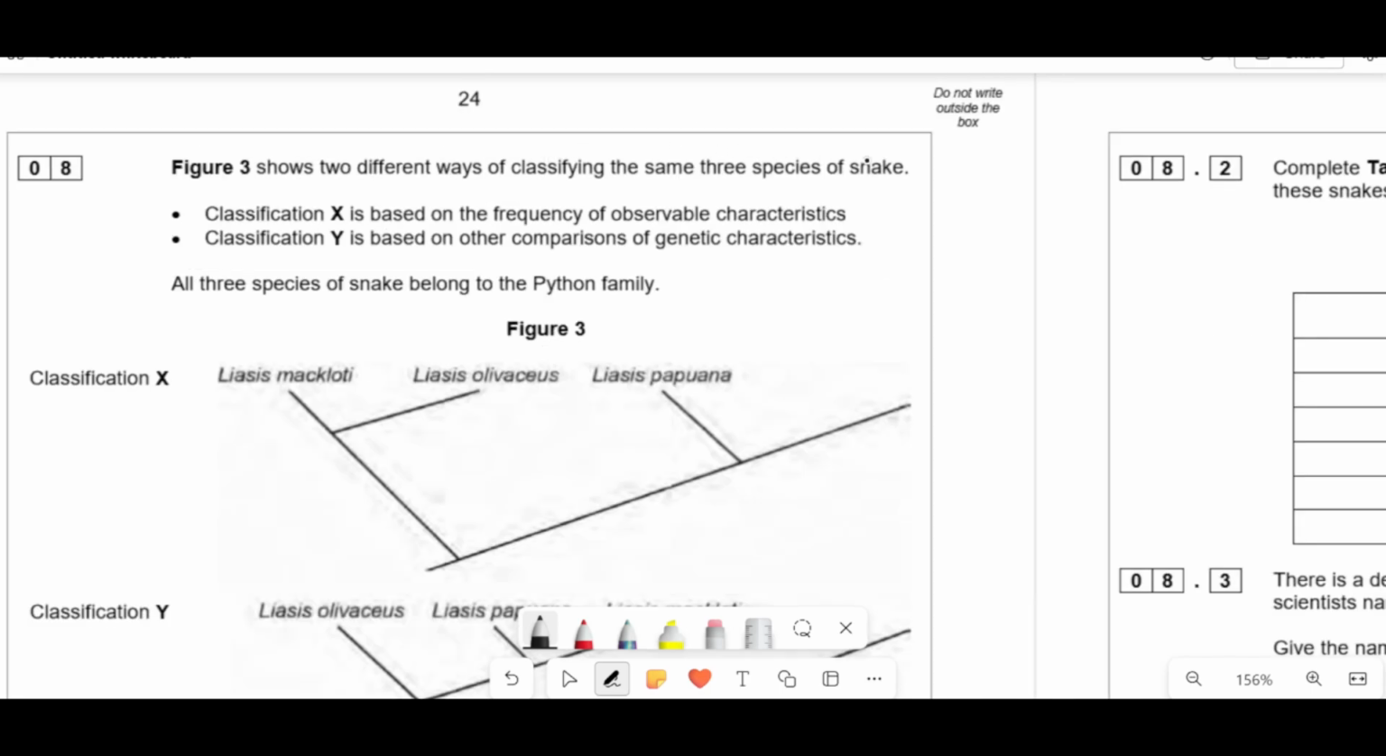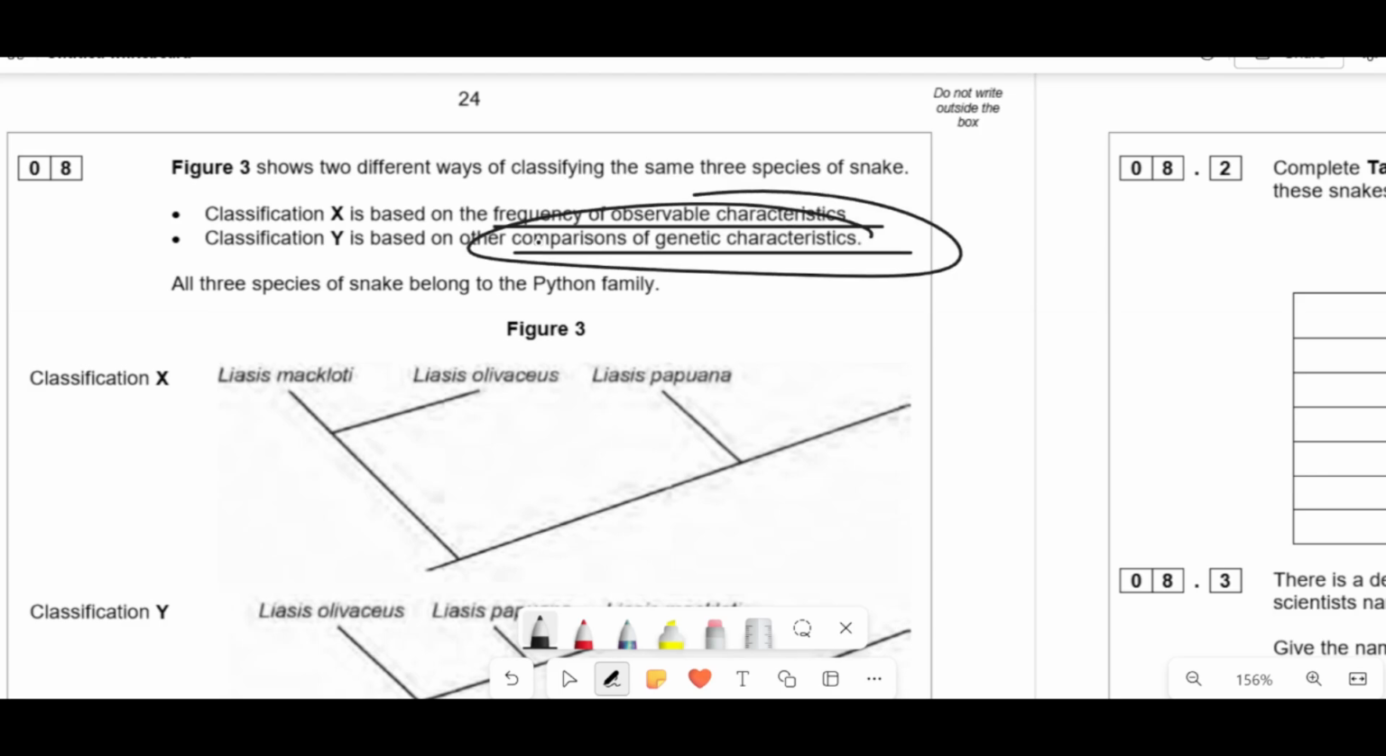So figure 3 shows 2 different ways of classifying the same 3 species of snake. So they can interbreed to produce fertile offspring. So X is based on the frequency of observable characteristics. Y is based on their genetic characteristics. So looking at it and being like, oh, it's this color and that. This is based on their genetics.